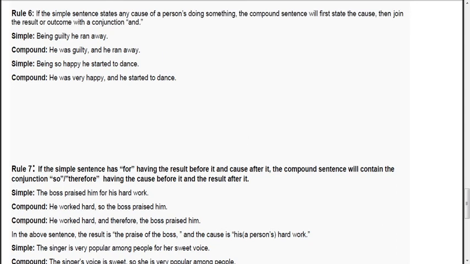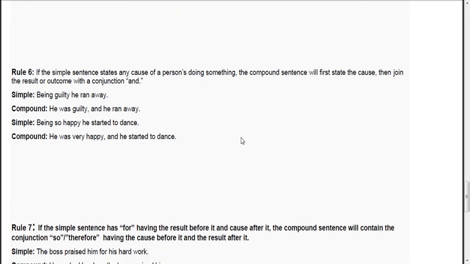Now let's see what happens. Rule 6 and 7. Rule 6 says, if the sentence states any cause of a person doing something, the compound sentence will first state the cause, then join the result or outcome with the conjunction and. So if there is any cause and result in a simple sentence, this time we will first write the cause, then join the result with the conjunction and.